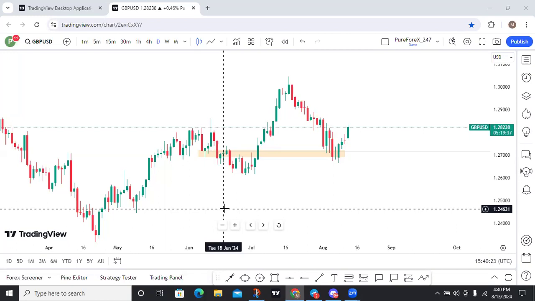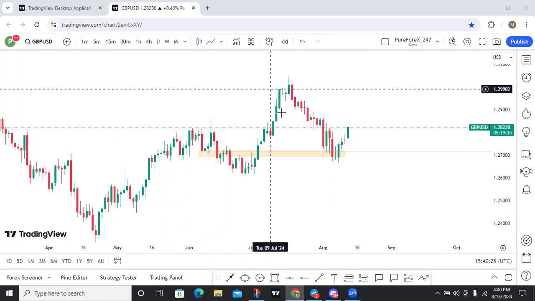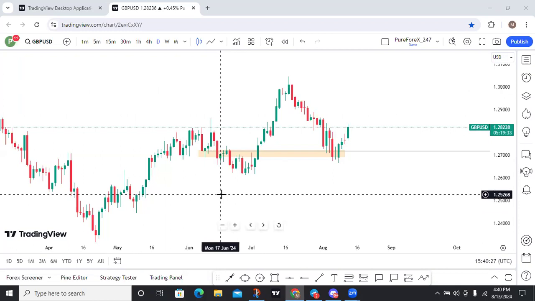Quick one on GBPUSD and a few other pairs. I'm going to be analyzing GBPUSD as we did the last time. Also, I'm going to analyze a few other pairs.